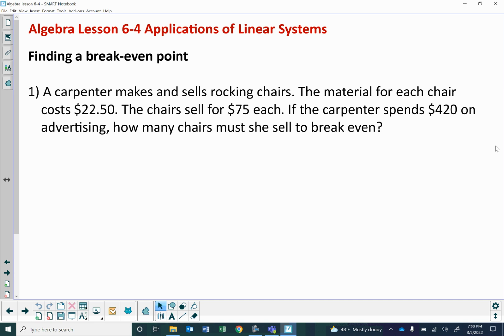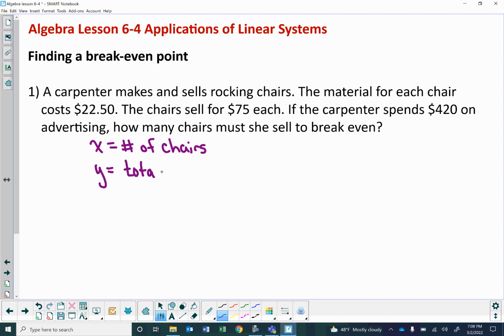So I'm going to have 2 variables here. I'm going to have an x variable and a y variable. My x variable is going to be the number of chairs I need to sell, number of chairs sold. And y is going to be my total, and we'll call that dollar amount. So I have 2 equations I need to make.